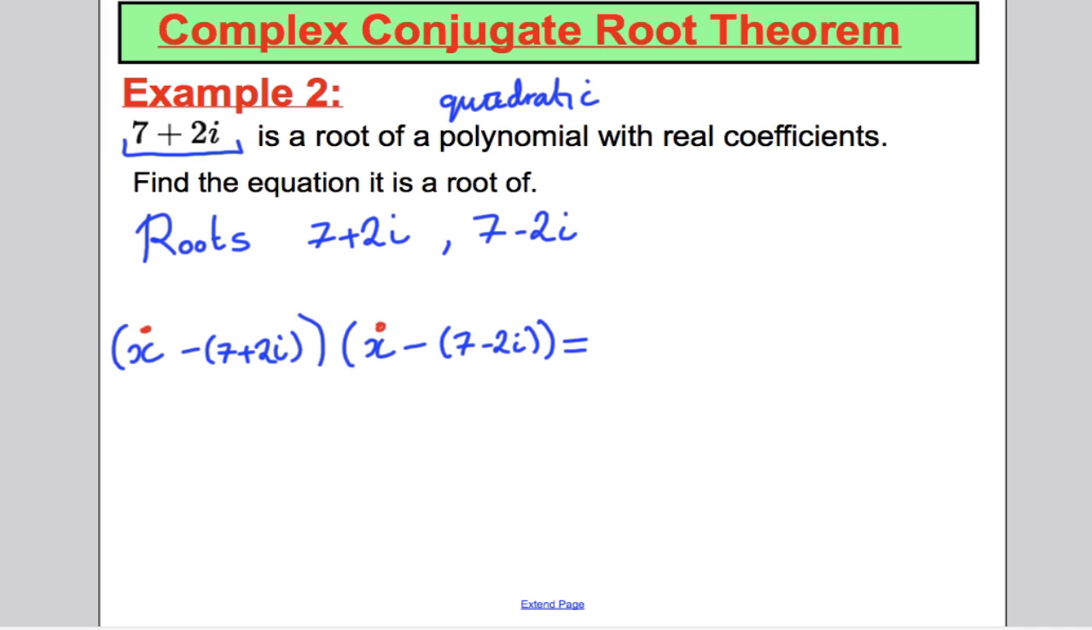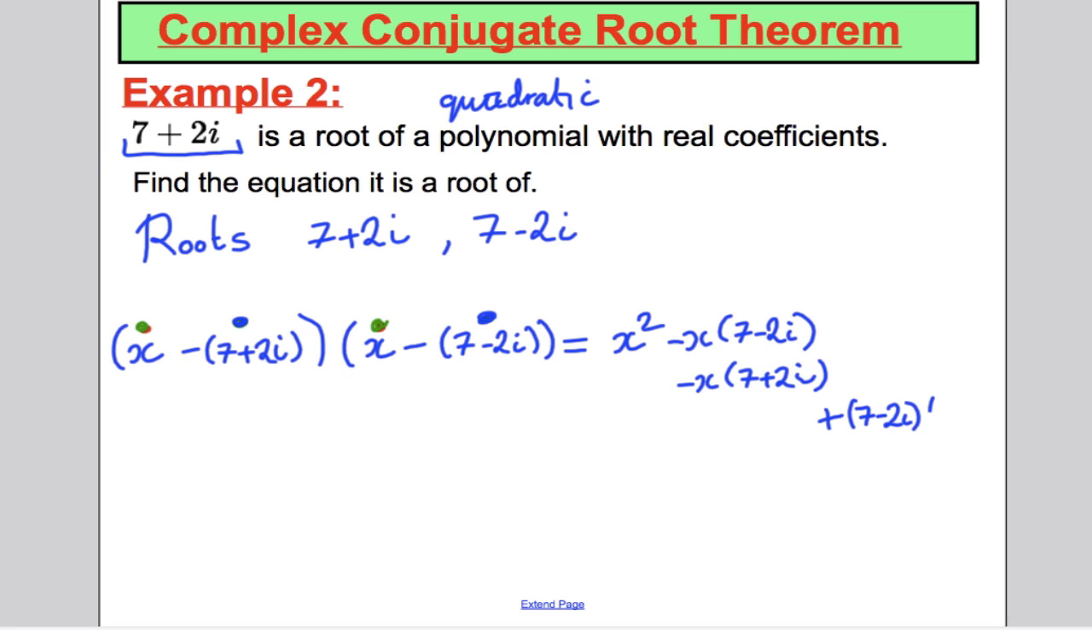X times the x is x squared. X times the negative 7 minus 2i. Well, I'm just going to write that for now as minus x, 7 minus 2i. Okay? I'm going to keep writing this underneath. Now, I'm going to go for this negative 7 minus 2i times this x now. So that would give me a minus x, 7 plus 2i. And lastly, I'm going to get this times this, which would give me a plus 7 minus 2i, 7 plus 2i. Okay?